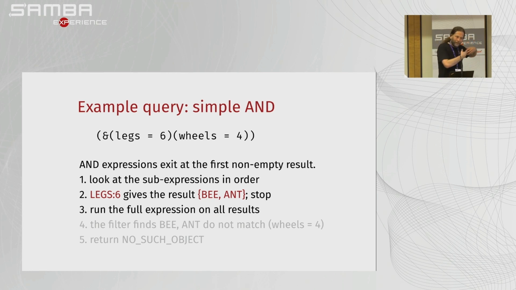And then it gives that list to the next thing that is going to filter out anything that it doesn't apply to. So even though we know there's nothing that has 6 legs and 4 wheels in this database, the index doesn't go as far as working that out. It just finds the first time it can stop, it stops. And because it finds that doesn't work, it just returns no such object, which means the empty set.